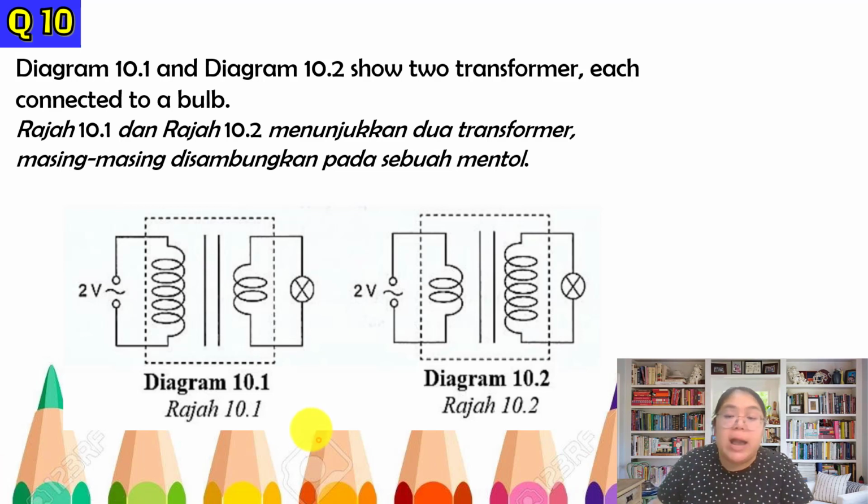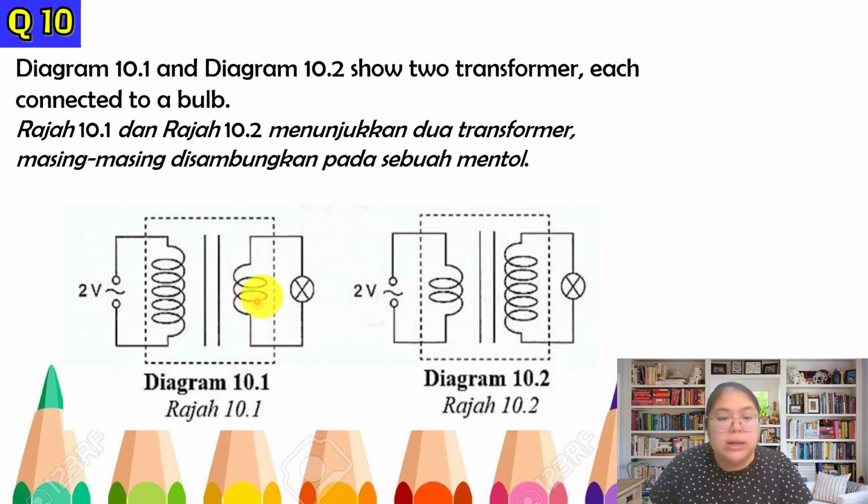Okay, before we go through the question, we understand the diagram first. Both use alternating current, 2 volt, and both have 1 bulb. What's the difference? The number of turns. This one should be the primary because it is joined to the power supply. The primary number of turns is more in diagram 10.1. In 10.2, the primary number of turns is less.